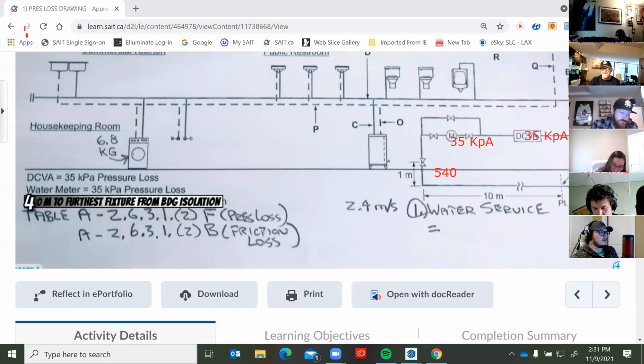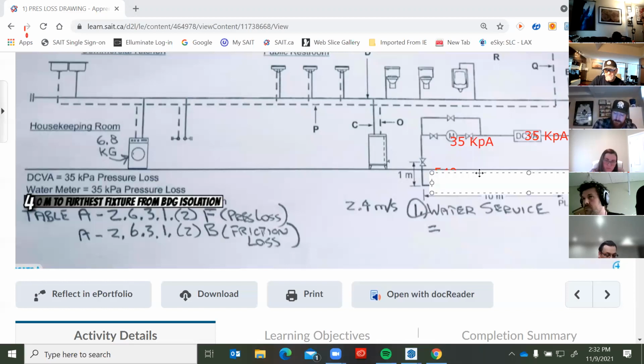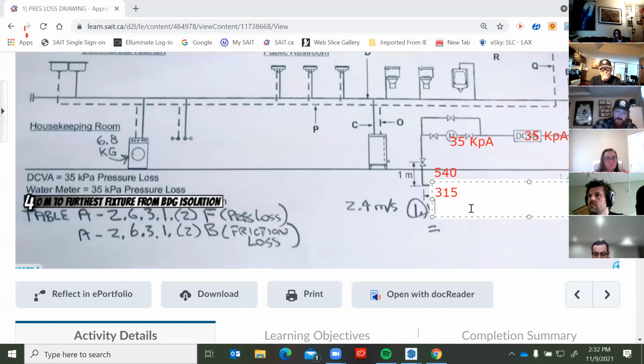So what are those together? These four numbers: 35 plus 35 plus 140 plus 105. We got your 140 and 70s, 210 plus 105, 315. So 315, we're going to subtract off of the static pressure at the building shutoff. And what's that going to equal? 225.